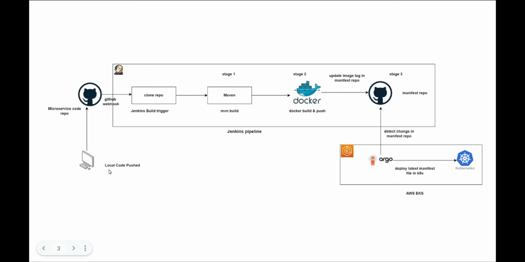So this is a flow where you create an application locally, push it to GitHub, create a Jenkins pipeline and do the CI/CD using Jenkins and Argo CD. And at the end, deploy the whole code on AWS EKS.